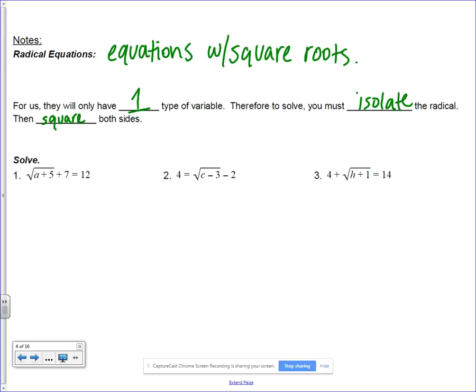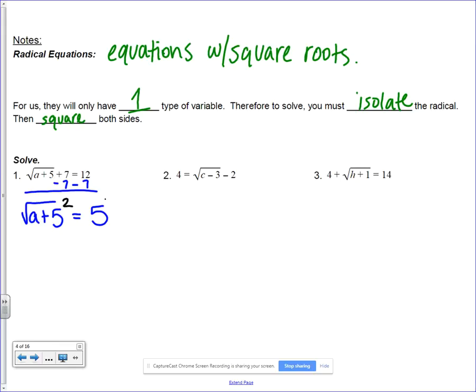Okay, so what do you think? Number one, what do I need to get rid of first? What is farthest away from that a on the same side? How do I get rid of it? Subtract it. So I have the square root of a plus 5, and now that equals 5. Everybody doing okay? Now you notice this a right here and that 5 are all under the radical, correct? I got to get rid of it. How do I get rid of a radical?